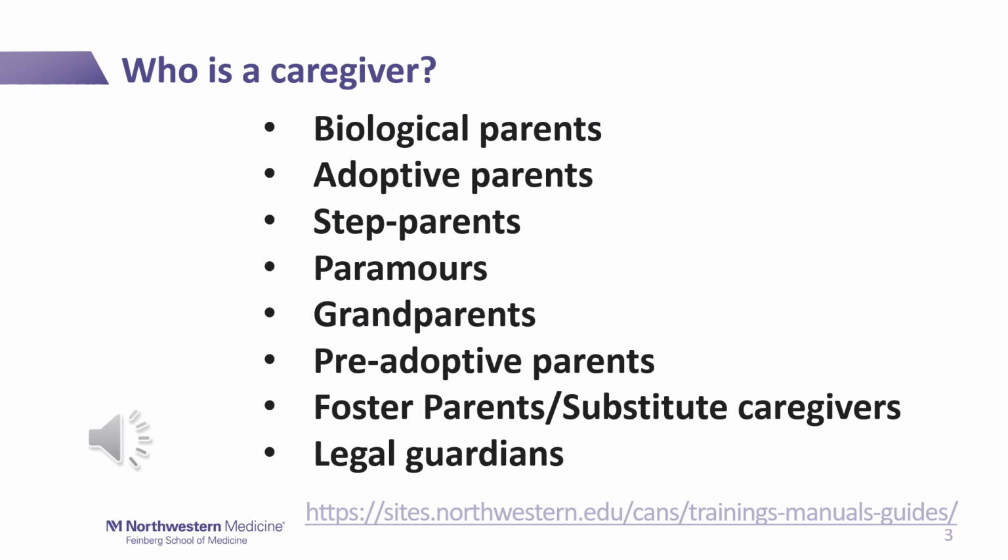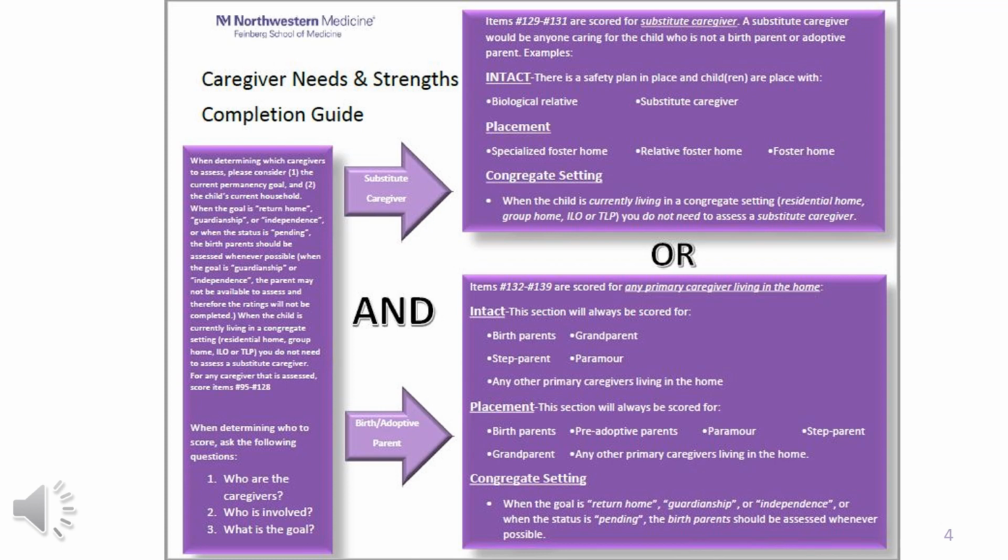Who is a caregiver? Biological parents, adoptive parents, step-parents, paramours, grandparents, pre-adoptive parents, foster parents or substitute caregivers, and legal guardians are all considered caregivers. In this slide, we see a guide that can be found on our CANS website. In the next few slides, we will be breaking down this information into smaller pieces.